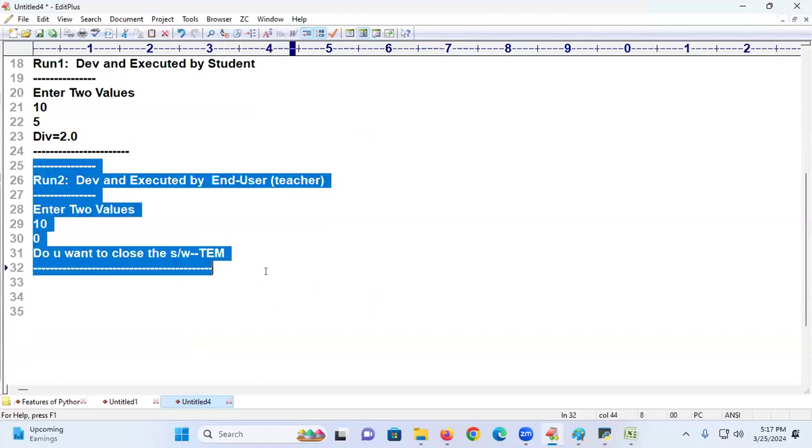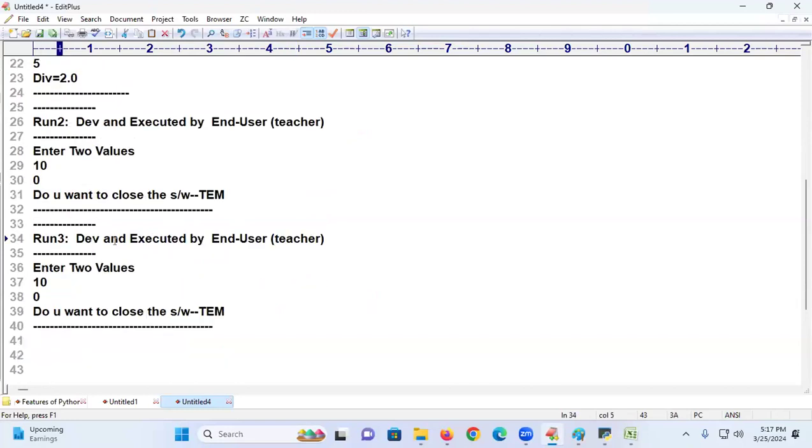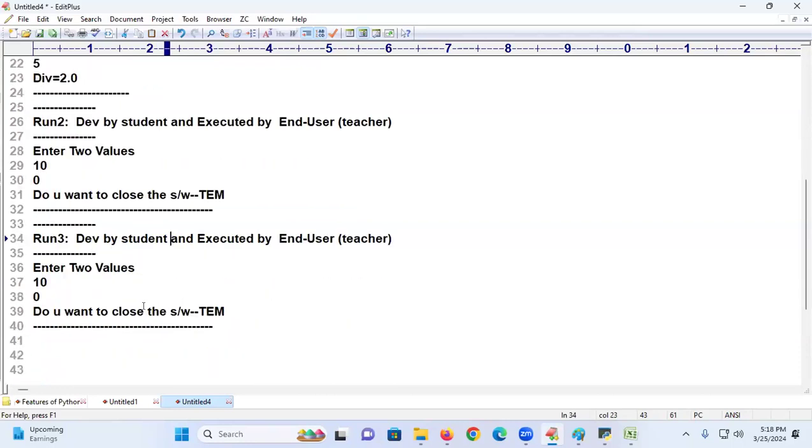Running number 2. Now the end user is playing with you. End user number 2. Third time I am running. Developed by student, executed by end user. Enter 2 values. 10 and I am entering what? KVR I am entering. I will enter whatever I like.